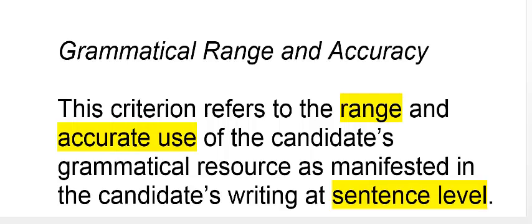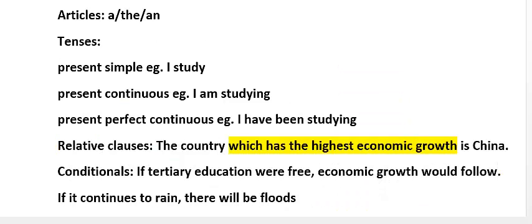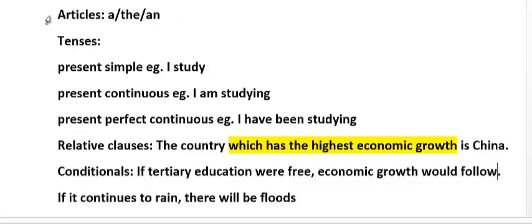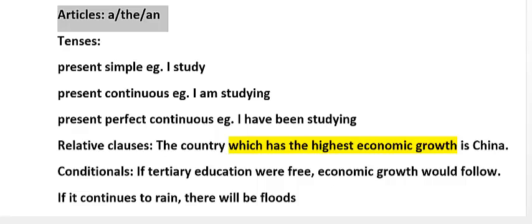So there's a few key terms here that need a little bit more explanation. The first is range. So what does range refer to? Well, it's really the number of grammatical structures you're able to use. So take, for example, articles, a, the, an, or tenses. Are you able to use the present simple, the present continuous, I am studying, the present perfect continuous, I have been studying, or any number of the other tenses?